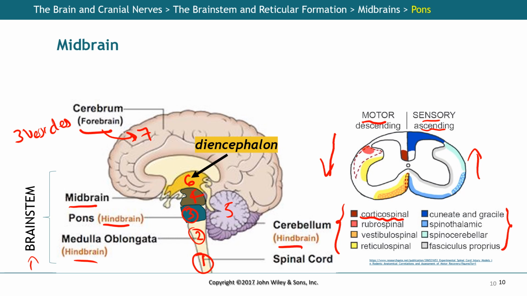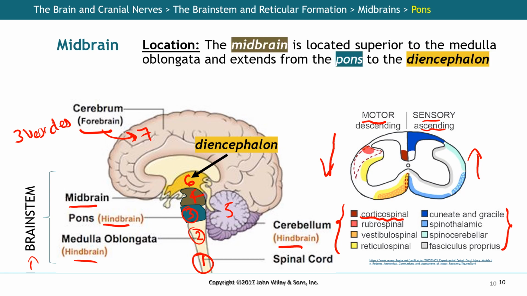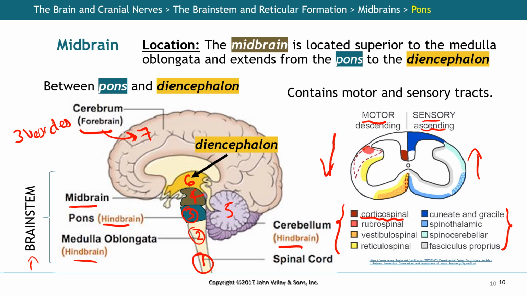So here I told you about the location of the midbrain. You already know where it's located: it is superior to the pons, and in between the pons and the encephalon. So it's number 4 there. And I also already told you the structure from a very general perspective. It also contains these two tracks, motor and sensory, as we have been talking about before.